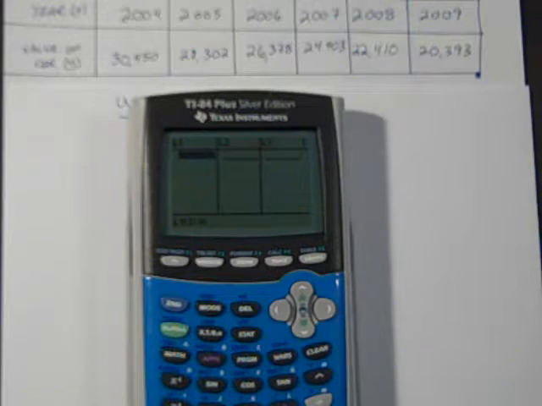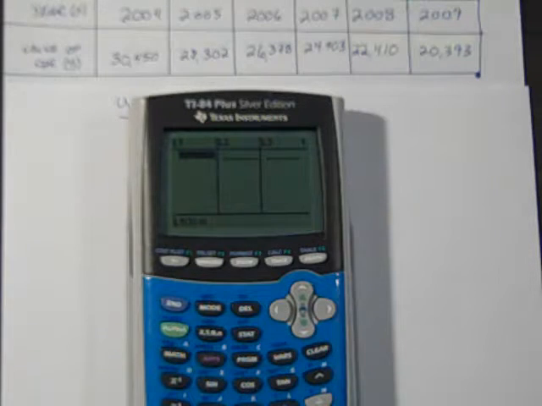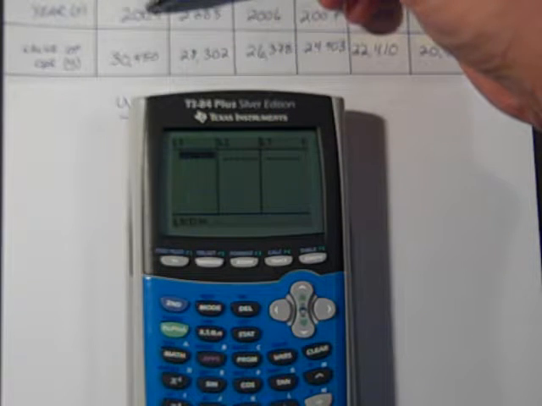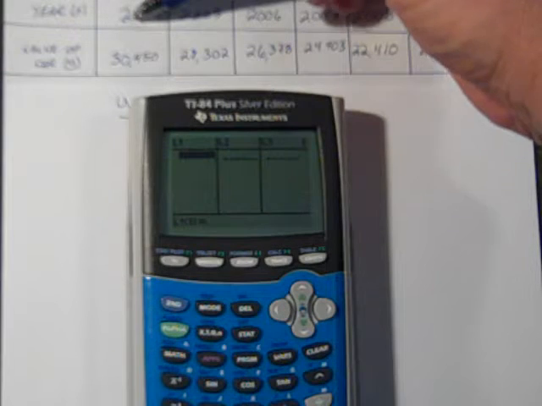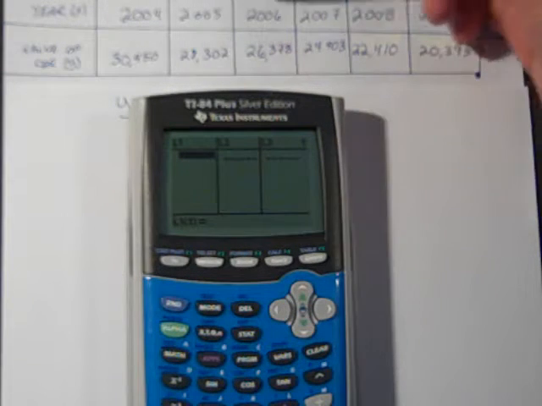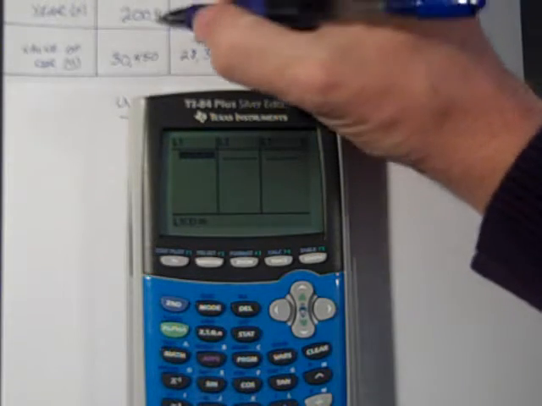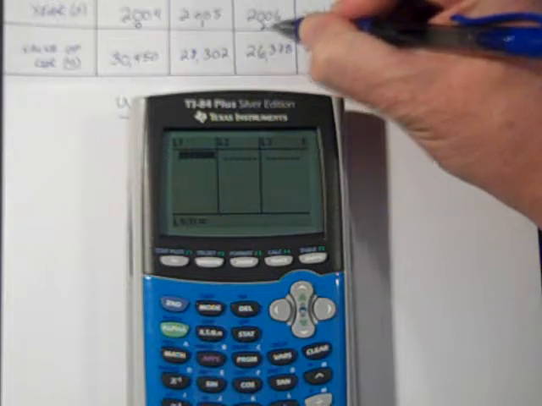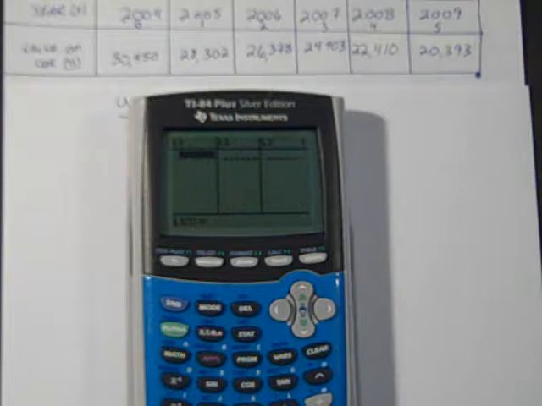Now when we enter this in, we're not going to enter in 2004. The way that we're going to enter it is the years after 2004. So 2004, when we input that into our L1 slot here, will be 0 because it's been 0 years since 2004. 2005 would be 1, 2006 would be 2, 2007 would be 3. So let's write that into our table right here. This would really be a 0, 1, 2, 3, 4, and 5.